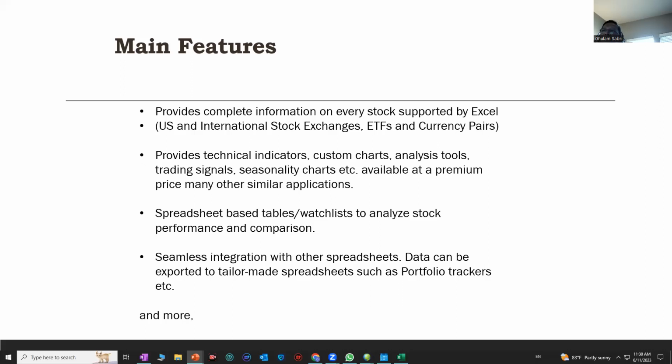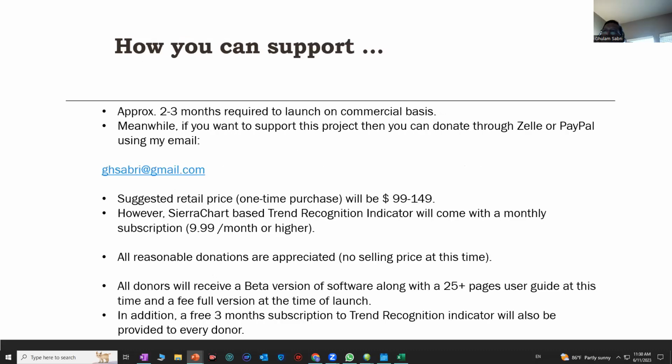It provides complete information on every stock supported by Excel, US and international stock statements, ETFs and currency pairs, and provides technical indicators as you've seen, custom charts, tools, trading signals, seasonality charts, which are available at a premium price with many other applications. Now we have tables and watchlists as I've shown you, and seamless integration with other spreadsheets. You can just take the data from here and take it wherever you want, another spreadsheet, like portfolio trackers, etc. Now, I see 2 to 3 months is required to launch on a commercial basis.